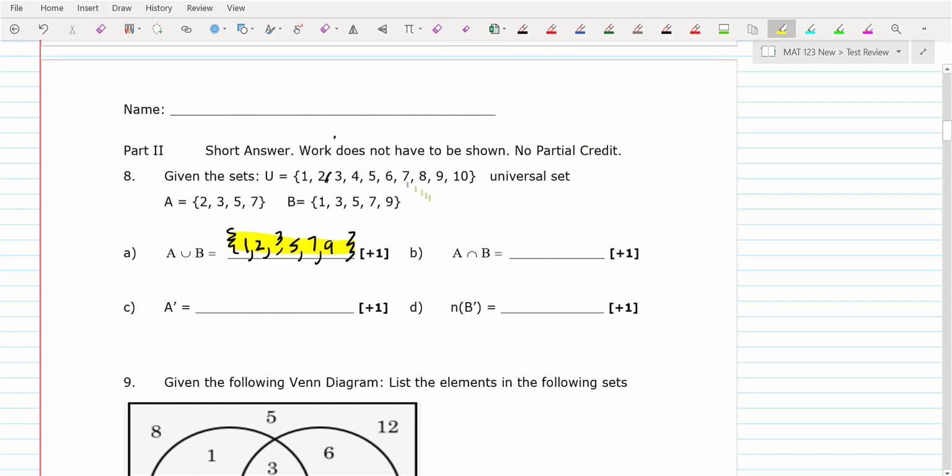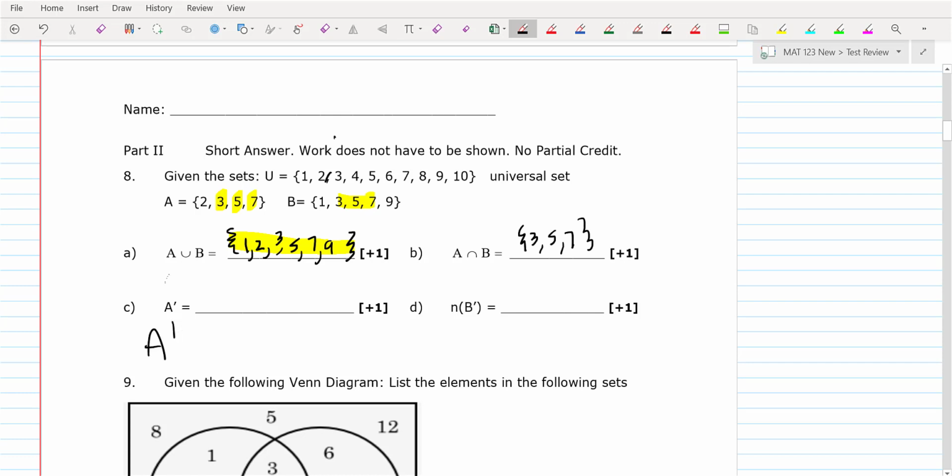And how about the intersection? Do these two sets have an intersection? Yeah, what's the intersection? Good, 3, 5, 7. So you guys sound like you're getting all this down. 3, 5, 7, that's good. All right, what is the next thing?